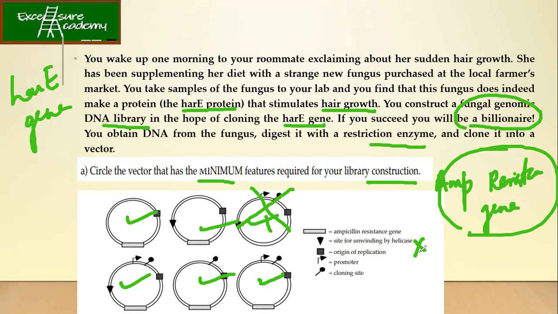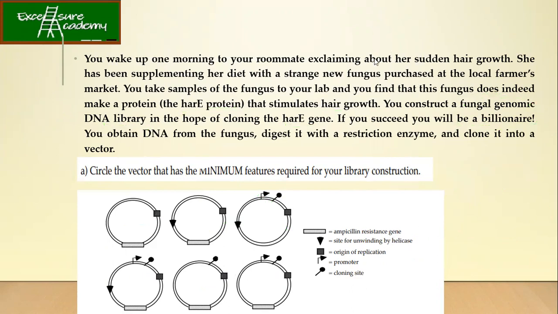Okay. So now let's see. Let me just clear it for you guys. So now we know that we have eliminated this and the site for unwinding by helicase is not required. So let's see where all it is present. So yes, in this option it is present and in this option it is present. So now all the three options I have eliminated. Okay. Now origin of replication. So this is required. So this is present in this also, in this also, in this also. Okay, so again we have got the prominent three options.